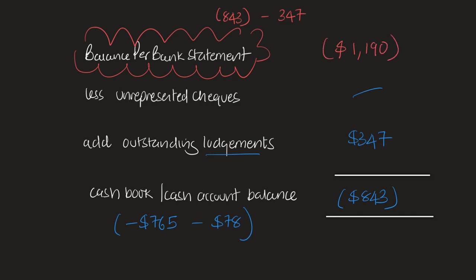$1,190 overdraft. Now in your calculator, if you take $1,190 negative and you add to it the $347 for your outstanding lodgements, you do end up with the overdrawn cash book balance of $843.